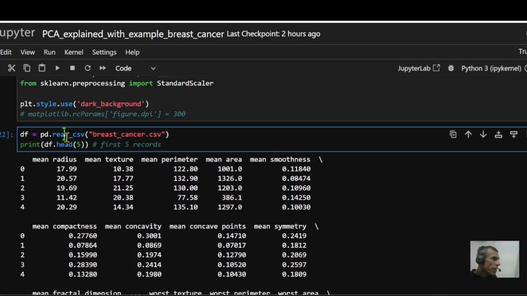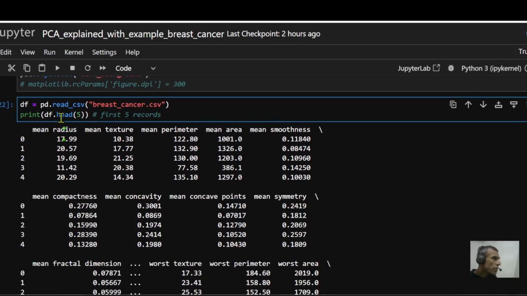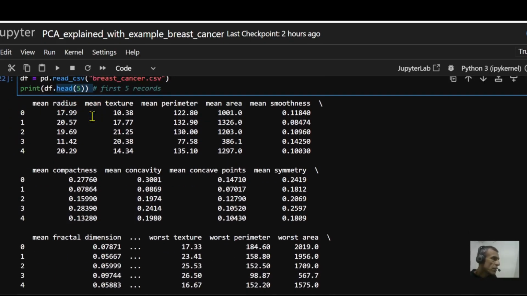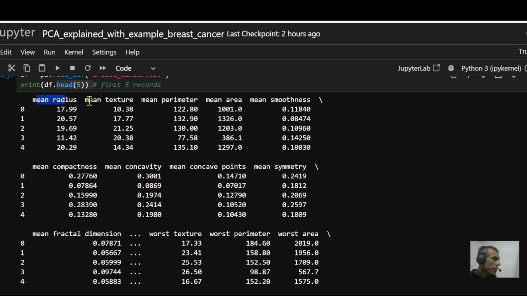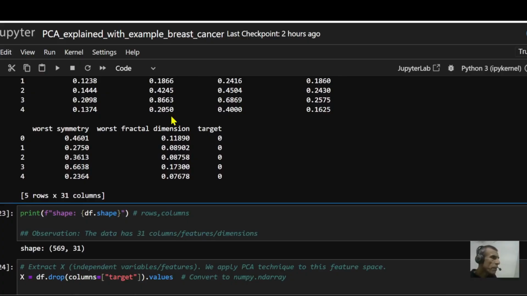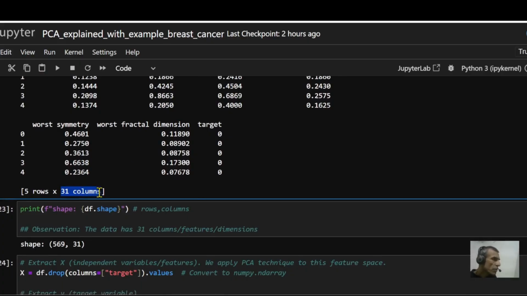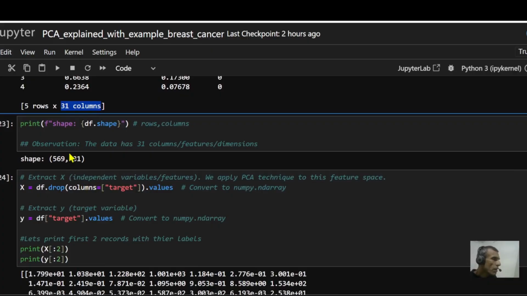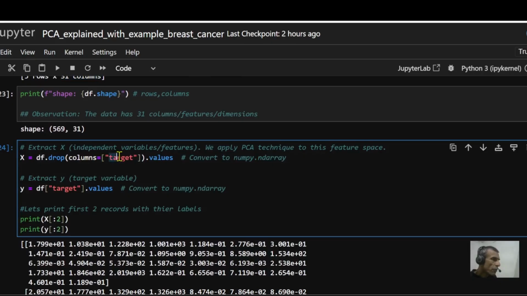First, I read my data. There's a breastcancer.csv. I read that data and I'm printing the first few records. So it has these columns: mean radius, mean texture, mean perimeter, and you can scroll down. It has many, many features. There are 31 columns in total. Out of these 31 columns, there is one column that is the target column. We would not be using that in our feature space. We would be using all the columns except the target column.